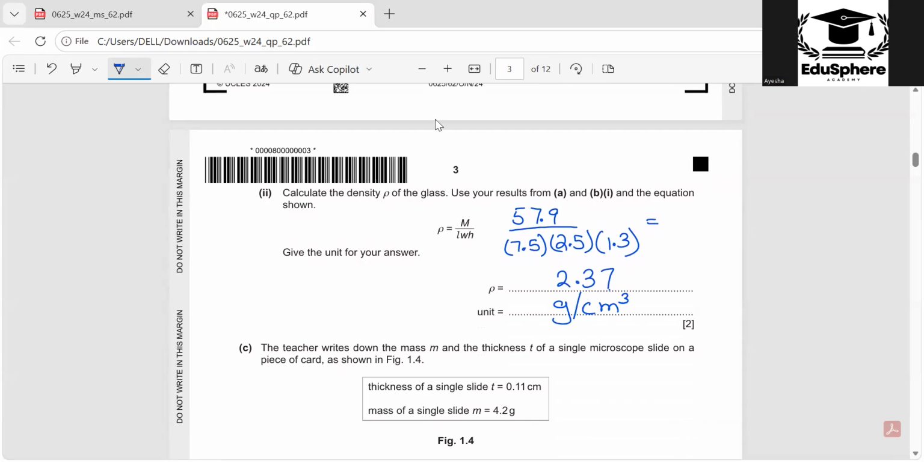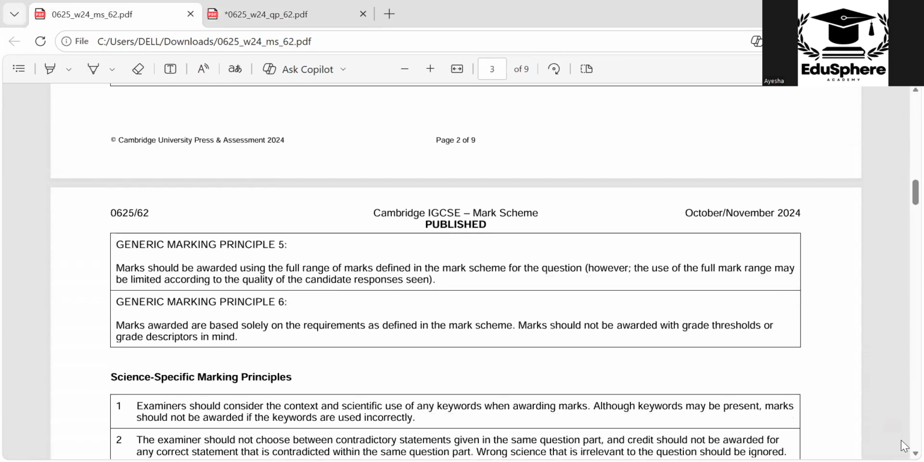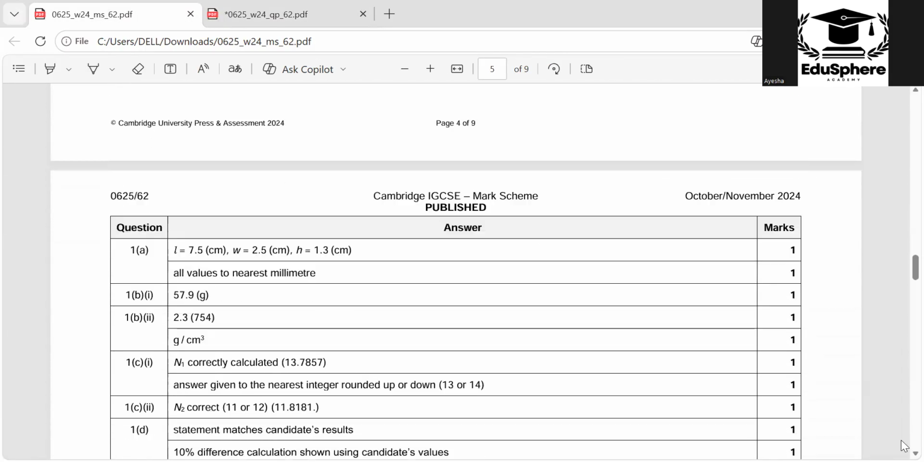Let me see the answer from the answer key because we have to completely see what the answers are. The length is 7.5, the width is 2.5, all values to the nearest millimeter. This is 57.9 and this is 2.3, and the unit is gram per centimeter cubed. Till here we are all set.